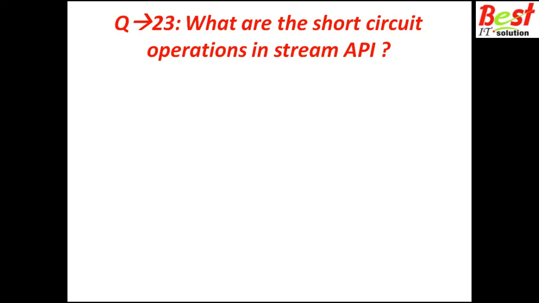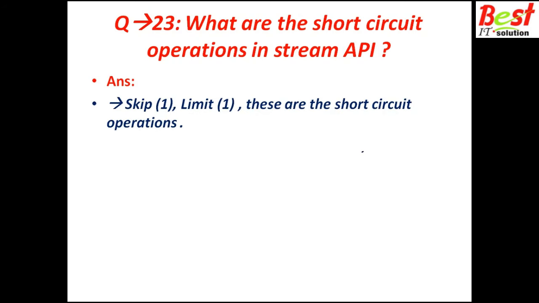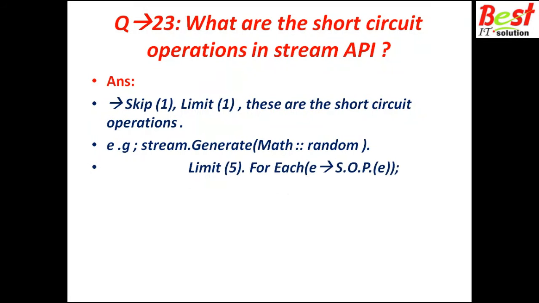The next question is, what are the short circuit operations in stream API? There are different short circuit operations in the stream API, like skip and limit. These are the short circuit operations. Example: Stream.generate(Math::random).limit(5).forEach. That means it will print the final data up to 5. Limit and skip print a particular limit of data, so limit 5 means it will print up to 5 elements.